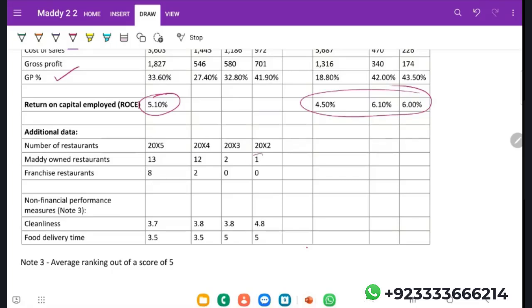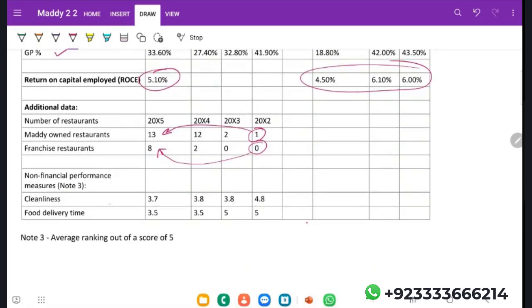The number of restaurants is given. In 2002, there was just one restaurant. In 2005, the company has 13 restaurants. In 2002, there was no franchise, but in 2005, the company has 8 franchises. Non-financial performance indicators: cleanliness is given here, food delivery time is given here.